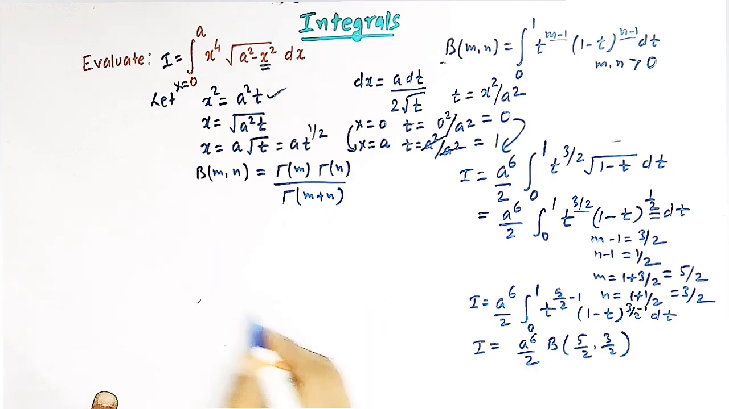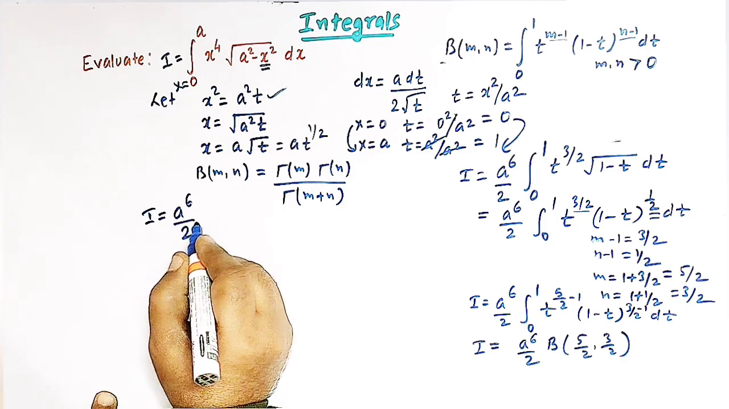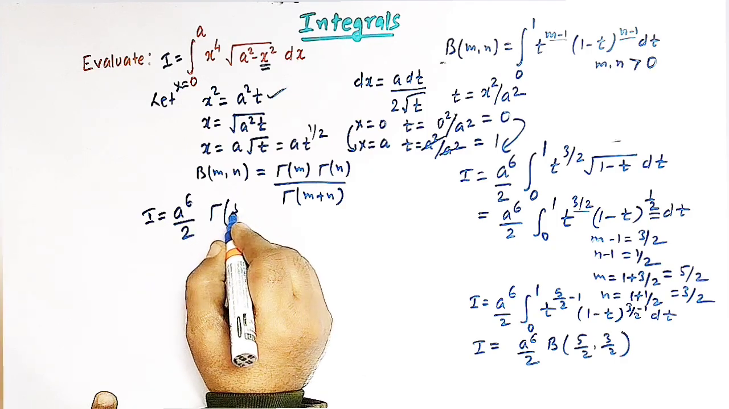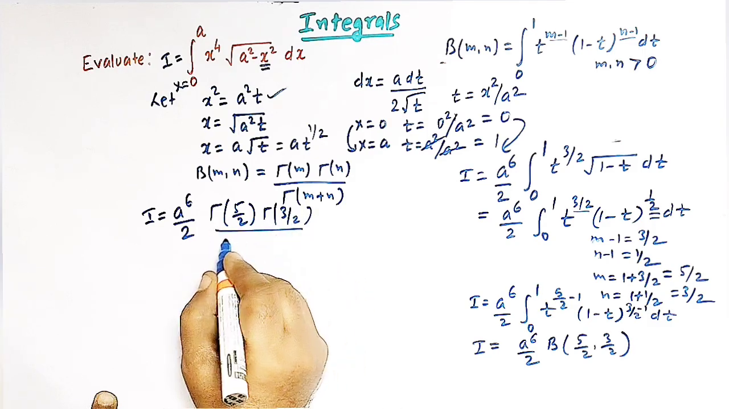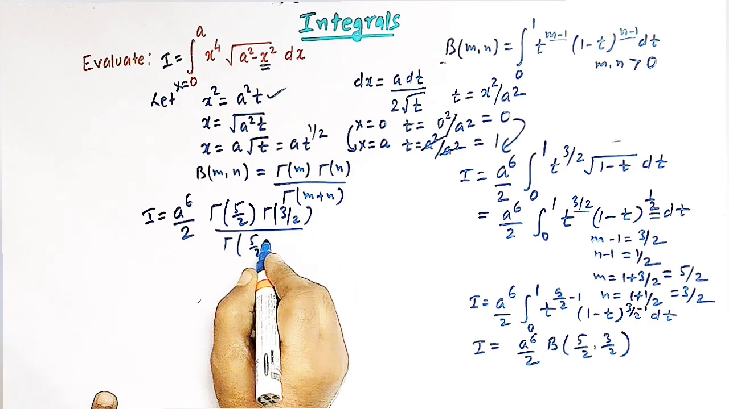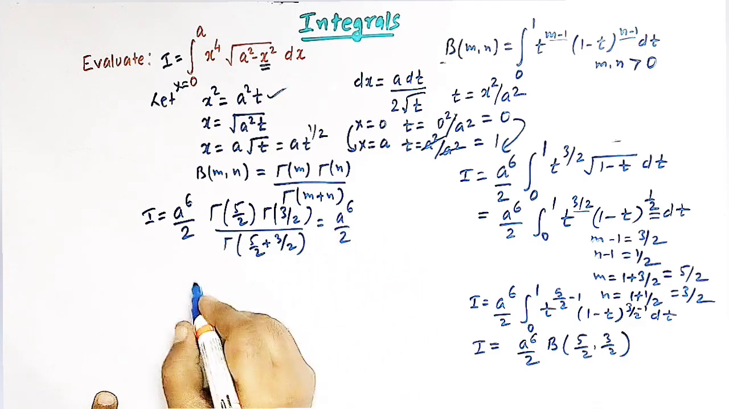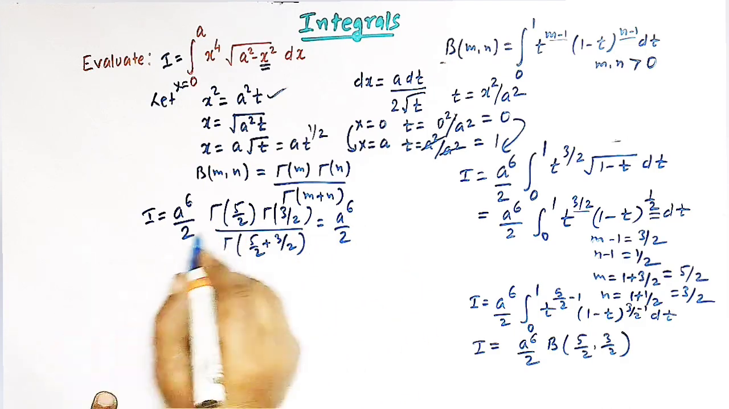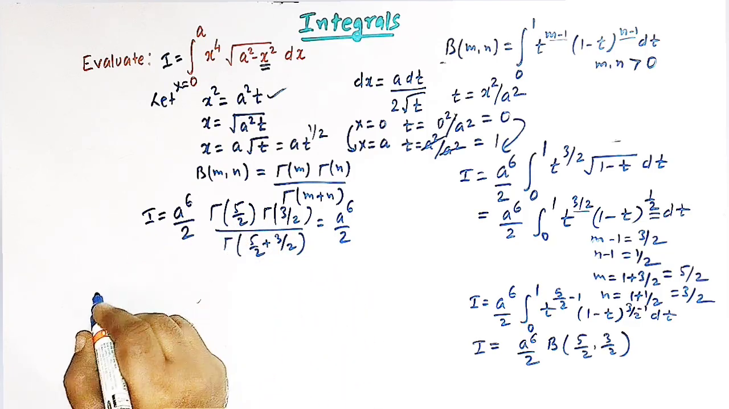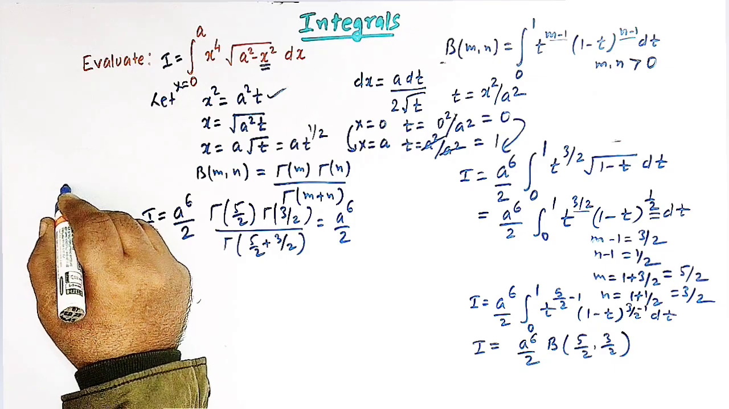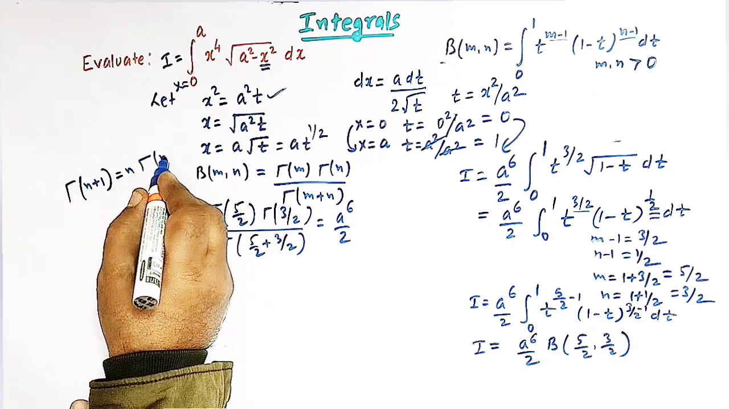So here we can now write I is equal to a raised to 6 over 2, then we have gamma 5 over 2, gamma 3 over 2, and gamma 5 over 2 plus 3 over 2. So this is a raised to 6 over 2. Now see, gamma 5 over 2 and gamma 3 over 2 can be calculated by using this relationship, that is gamma n plus 1 is equal to n times gamma n.